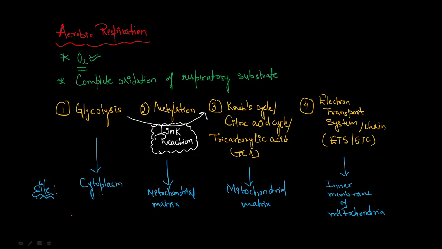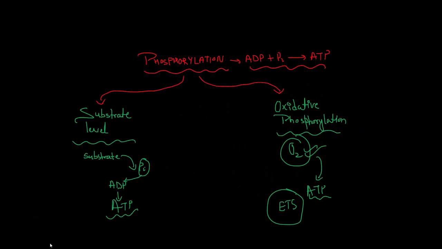In our previous video we talked about the basics of respiration, and in the very previous video we had started with aerobic respiration. Aerobic respiration is the one which occurs in the presence of oxygen, and we had taken the idea of the whole aerobic respiration, which includes glycolysis, link reaction, which is also known as acetylation, Krebs cycle, and electron transport chain.